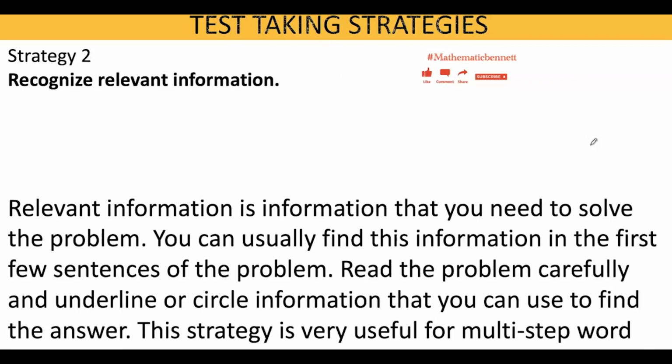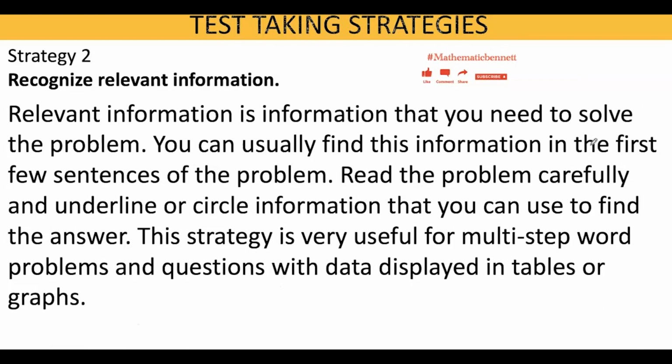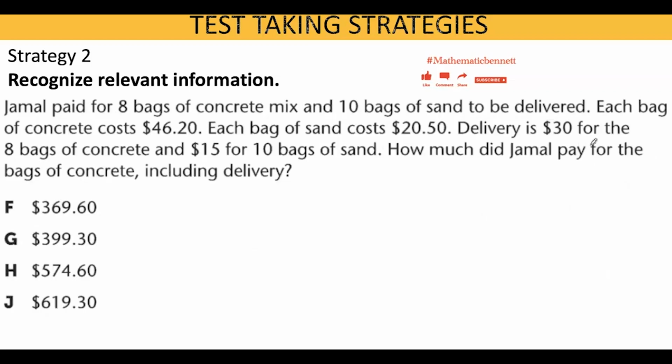Alright, the next strategy, recognize relevant information. So relevant information is information that you need to solve the problem. You can usually find this information in the first few sentences of the problem. Read the problem carefully and underline or circle information that you can use to find the answer. This strategy is very useful for multi-step word problems and questions with data displayed in tables or graphs.